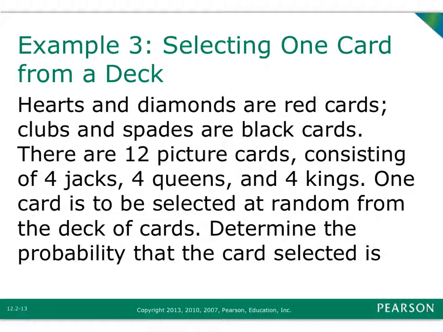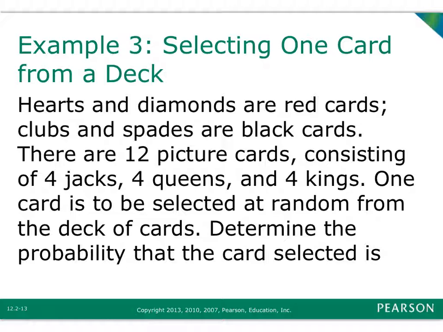Hearts and diamonds are red cards. Clubs and spades are black cards. There are 12 picture cards or face cards, consisting of 4 jacks, 4 queens, and 4 kings. One card is to be selected at random from the deck of cards.